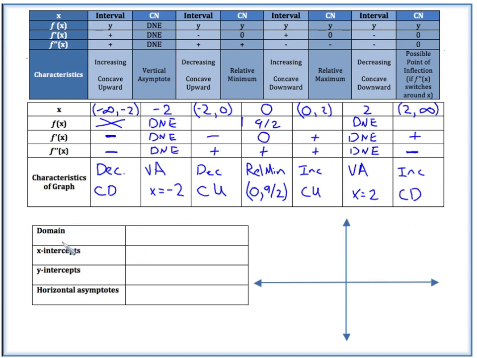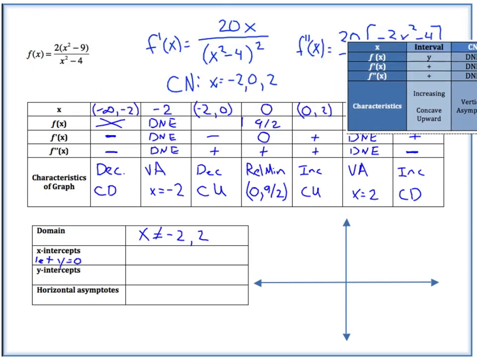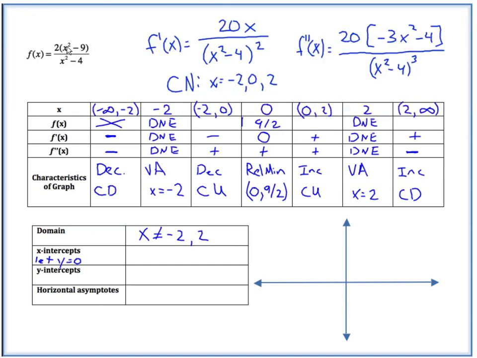Alright, so a couple other things that we want to write before we can actually sketch this are listed here. The domain, well, it's all real numbers except -2 and 2. We also want to find our x-intercepts. So if we want to look for x-intercepts, we let y equal 0. So if we let y equal 0, let's go back to our function again. Okay. So we would just say 0 equals this guy. Well, that's going to equal 0 where the numerator is 0. And we can see that that's going to happen at 3 and -3. So we actually get the points -3, 0, and 0, 3.